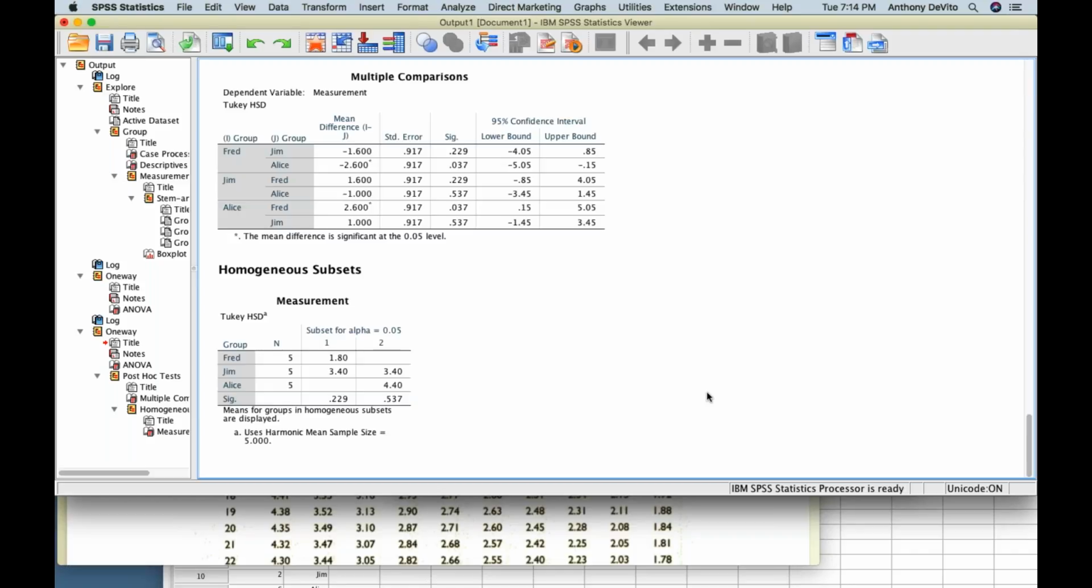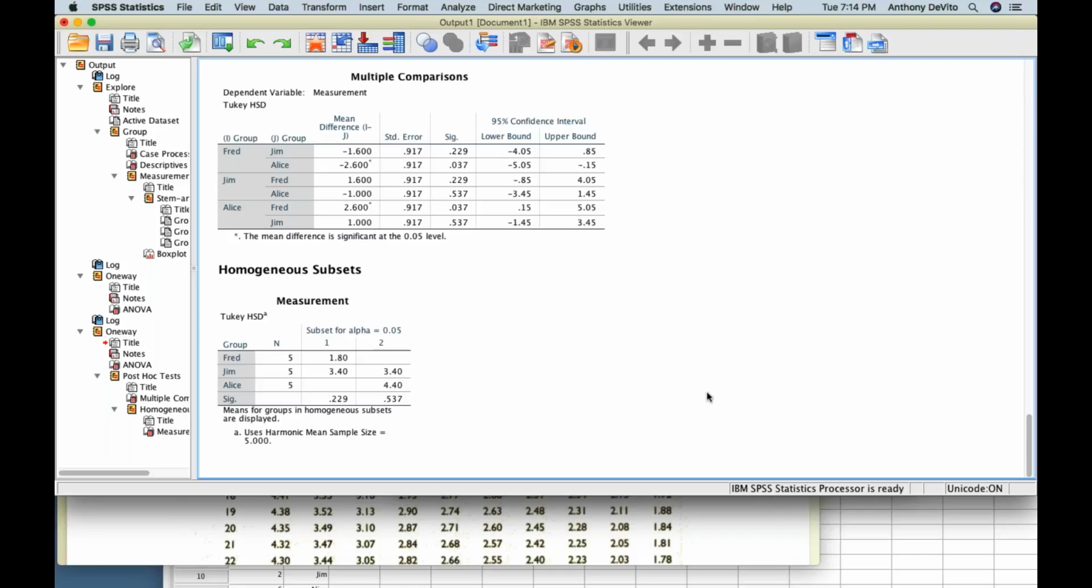So can we reject the null hypothesis that Fred and Jim are different? No, not less than 0.05. How about Fred and Alice? Well, yes. And how about Jim and Fred? Well, Jim and Fred, not so much, right?